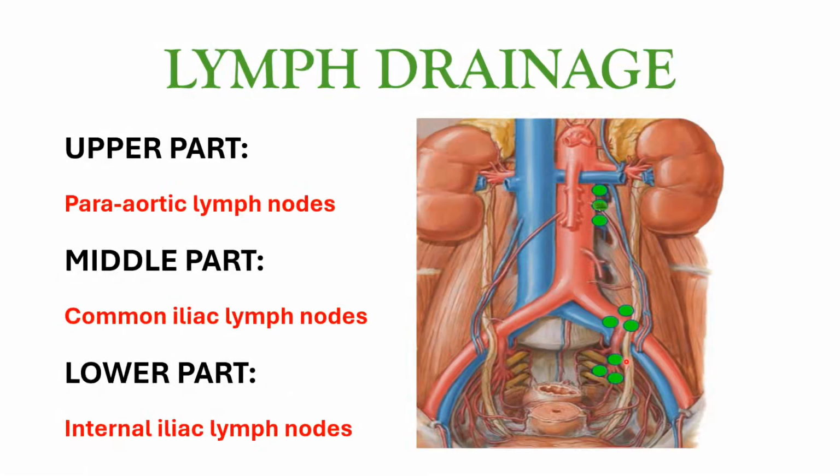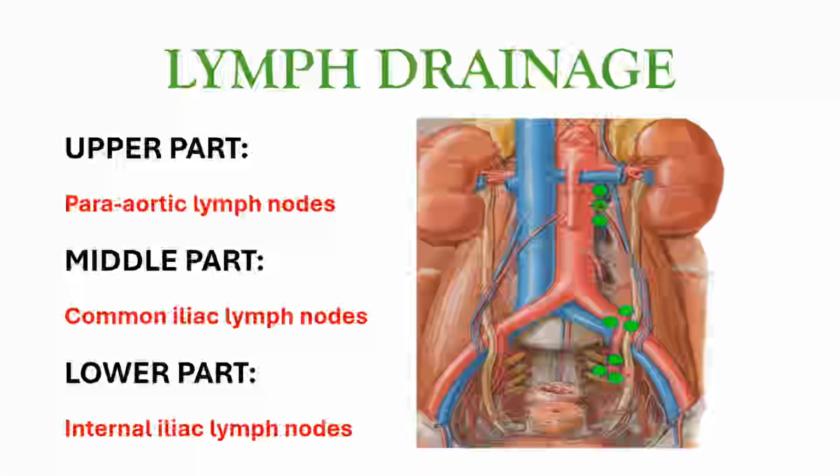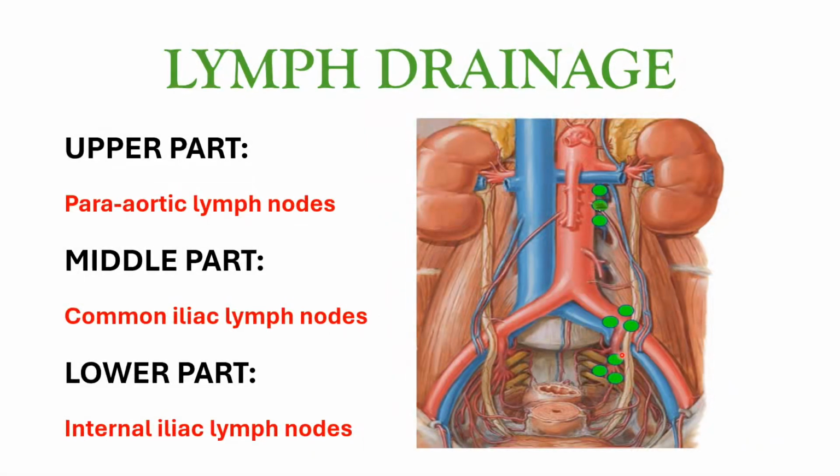Again, for the lymphatic drainage, the upper part drains into the para-aortic lymph nodes, which is here. The middle part drains into the common iliac lymph nodes, and the lower part drains into the internal iliac lymph nodes. You can tell the lymph nodes by the location. This structure is the abdominal aorta, so you can remember para-aortic lymph nodes. Here is the bifurcation of the common iliac, so common iliac lymph nodes. Once it bifurcates, this is the internal iliac, so internal iliac lymph nodes.